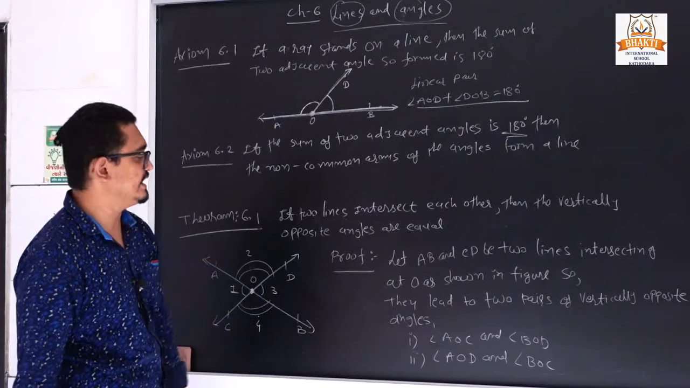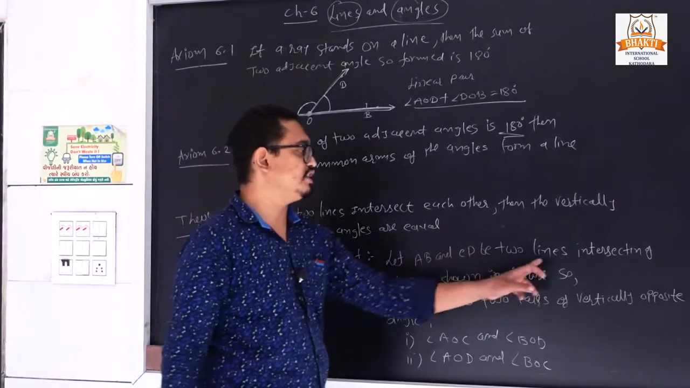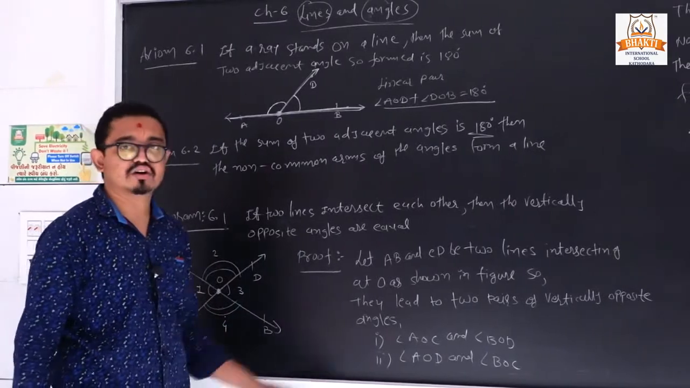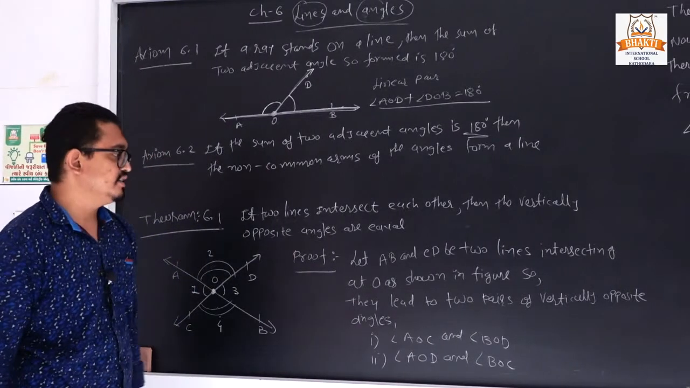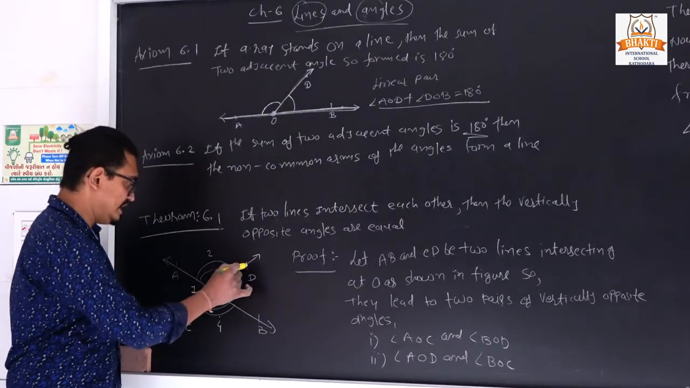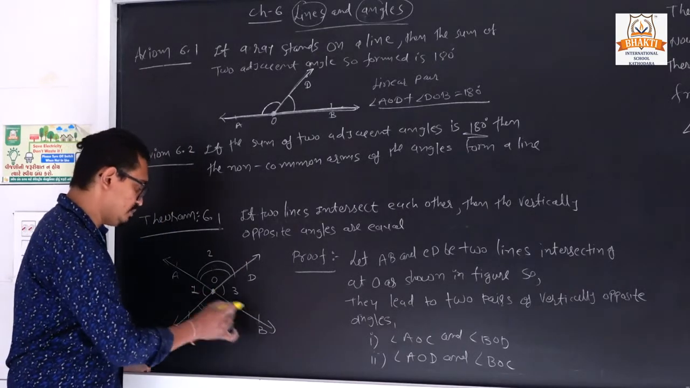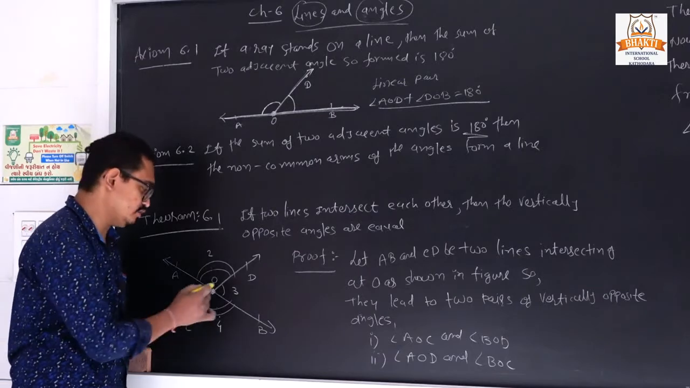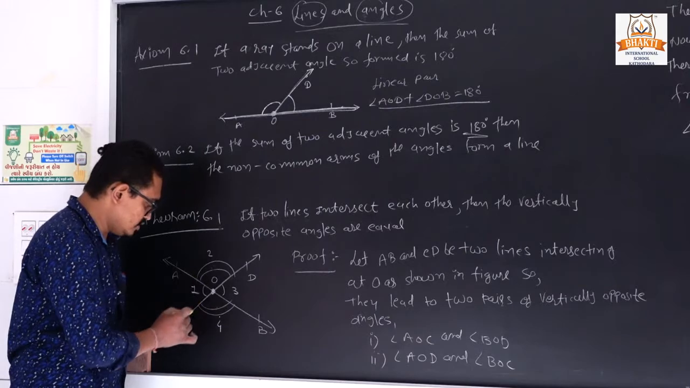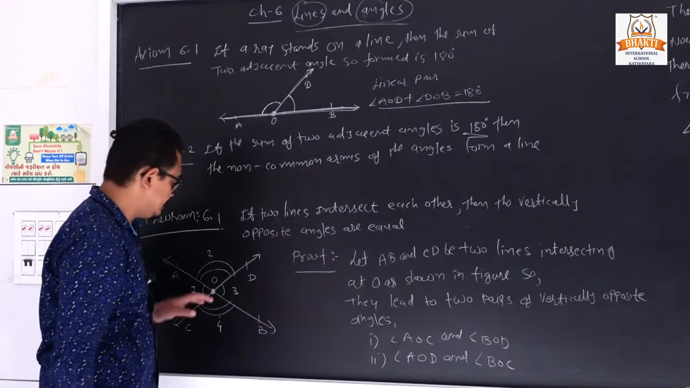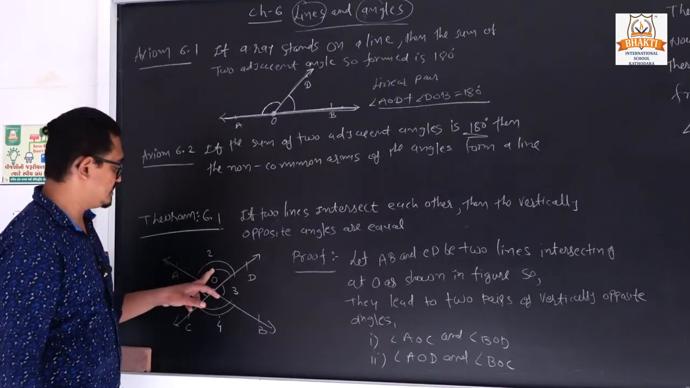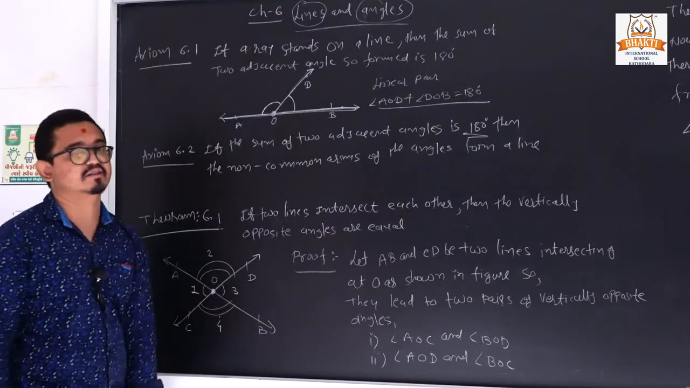First of all, we can write the statement. Let AB and CD be two lines which intersect at O, as shown in the figure. So we have two vertically opposite angle pairs. Pair 1: AOD and COB, or BOC; both are the same. Second pair: AOC and BOD. This is our first and this is our second vertically opposite angle pair.